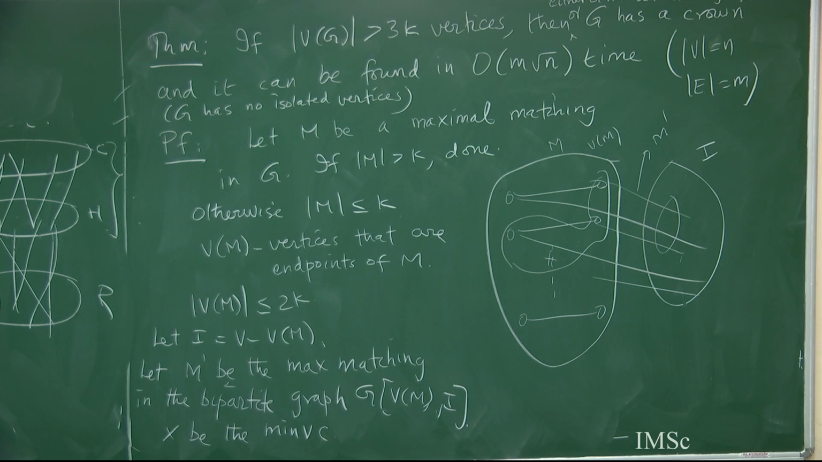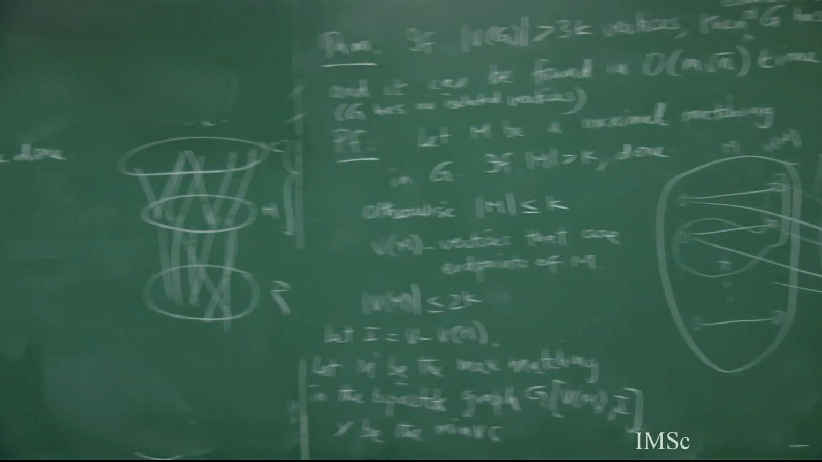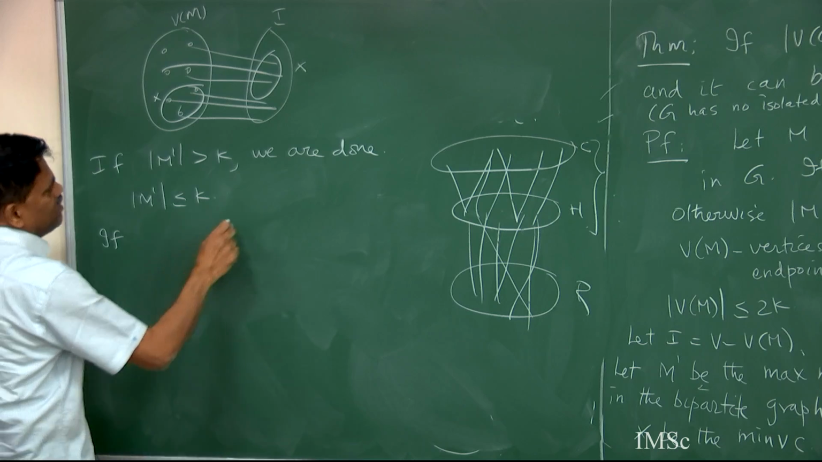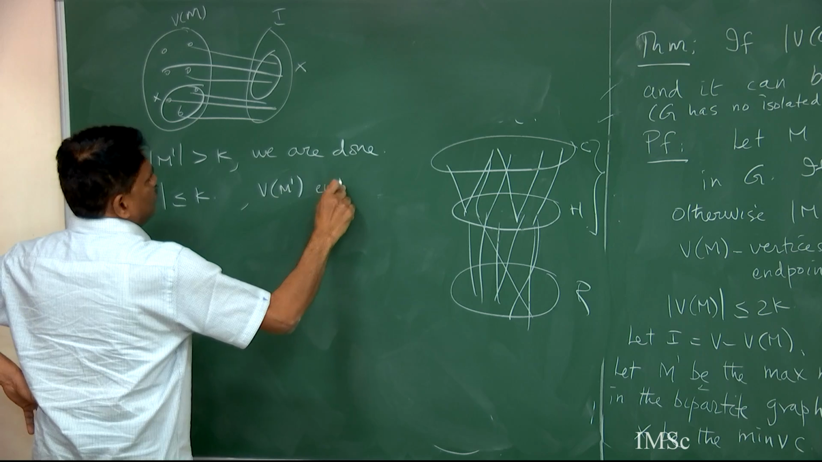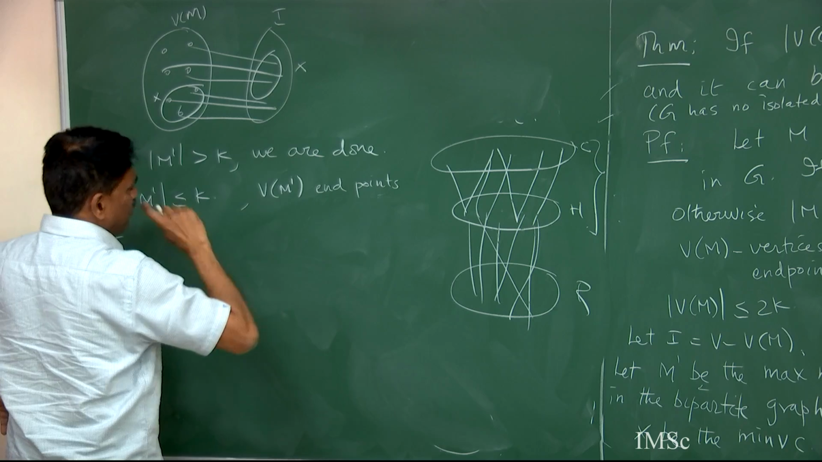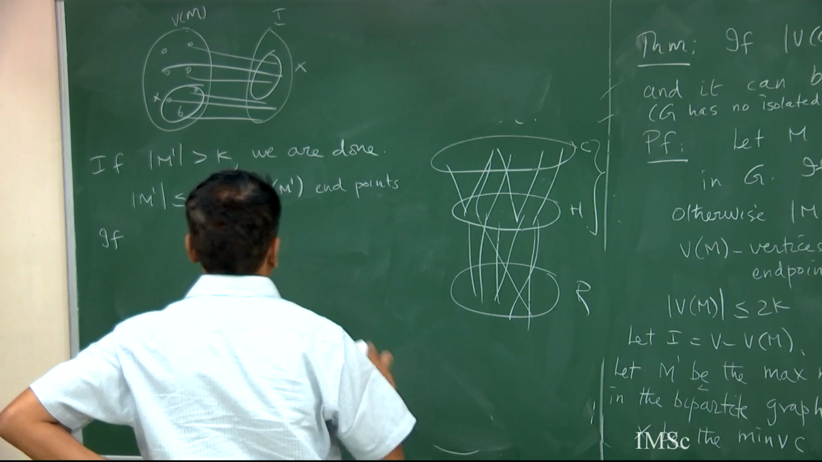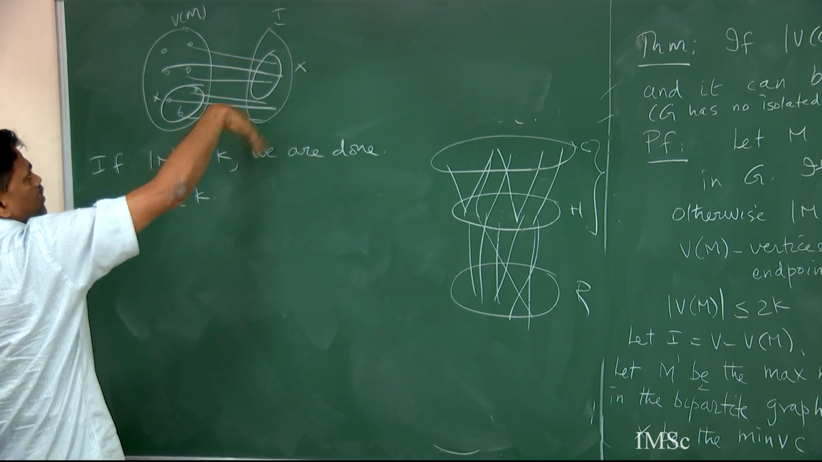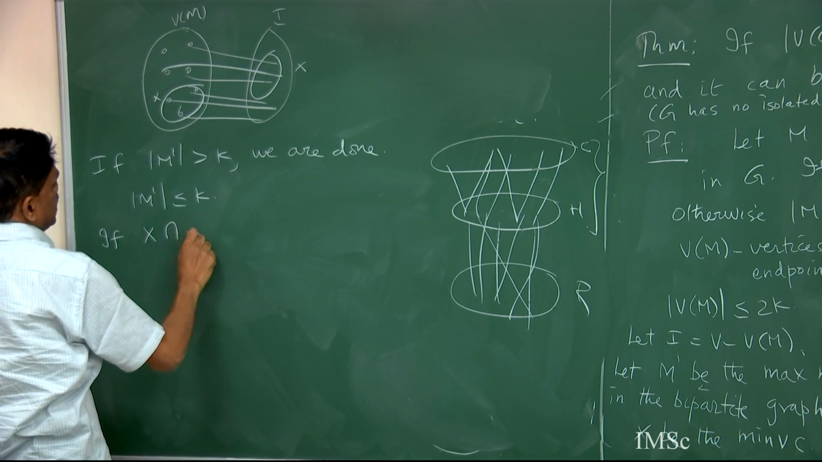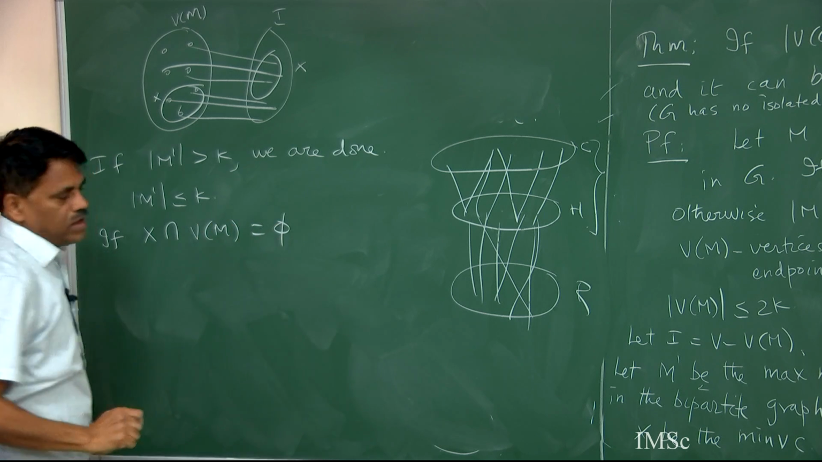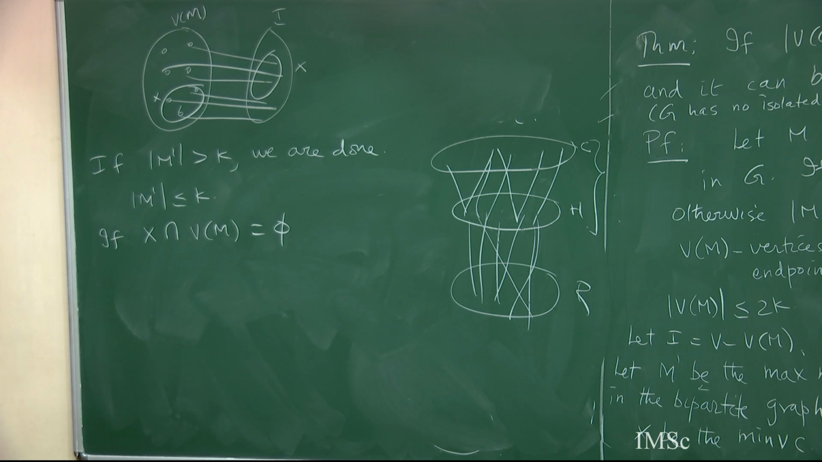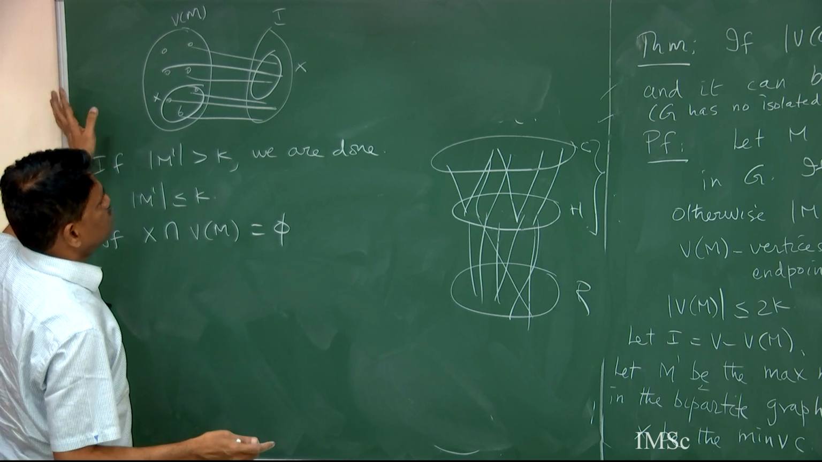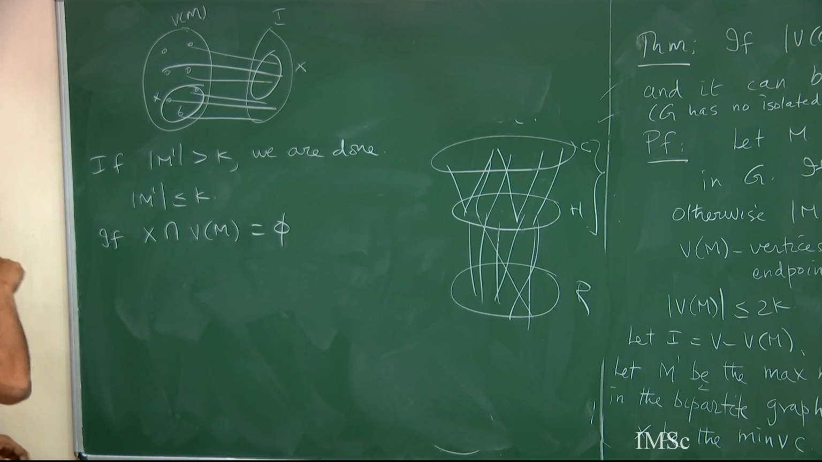Now, similarly we have V of M prime, endpoints of... no, I don't need it. Why bring in the notation? Now it's possible, so I have a minimum vertex cover. It's possible that the minimum vertex cover is entirely in I. X intersection Vm is empty or non-empty, I don't know. So this is the minimum vertex cover. Suppose it manages to pick everything from here, then I claim it must be the entire I. Why?